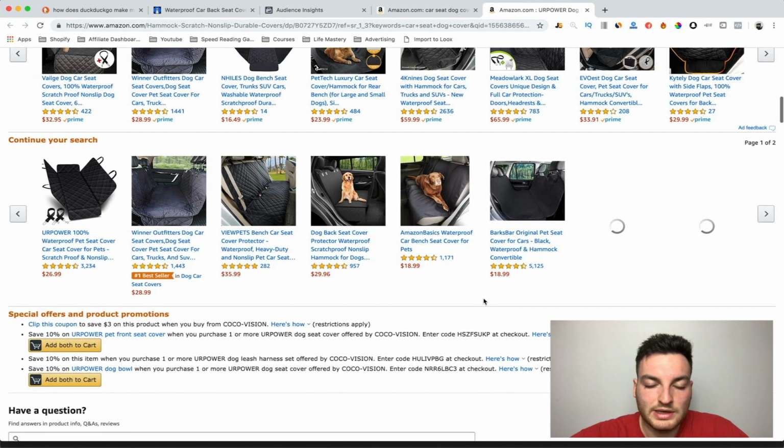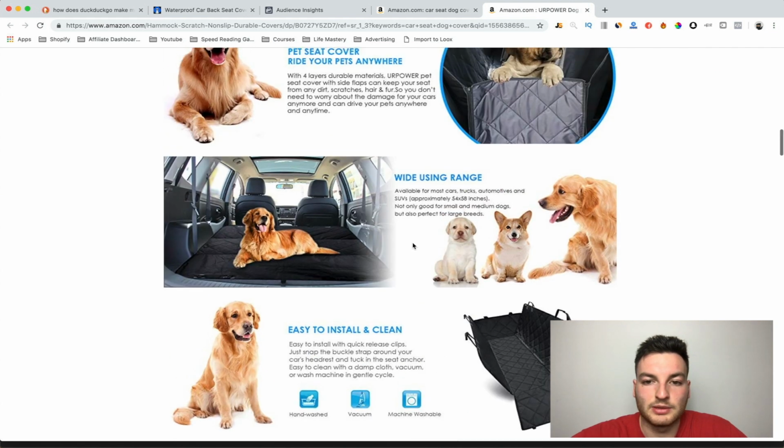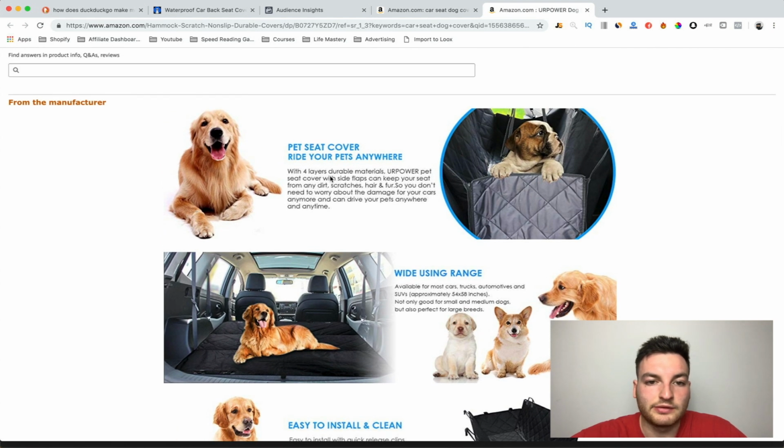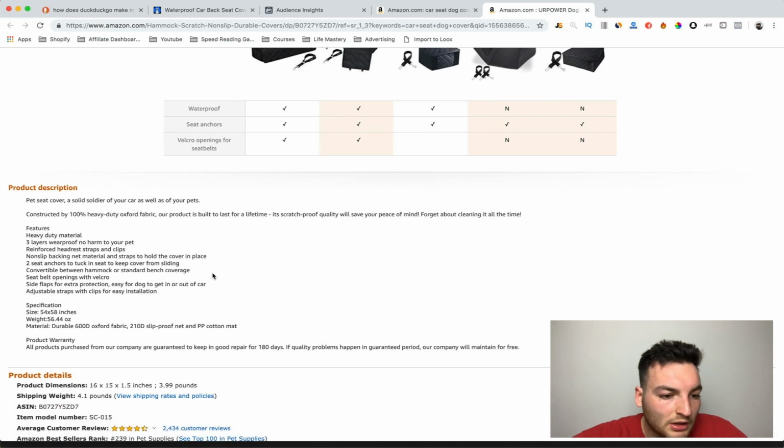Okay, so here's the product. Now what we can do is scroll down here and see what they're talking about. Easy and clean to install, so this is obviously a big pain point. Wide usage range, so it fits most dogs. Pet seat cover, ride your pets anywhere. Okay, so that might not be anything. Let's see. A solid soldier of your car as well as your pets.